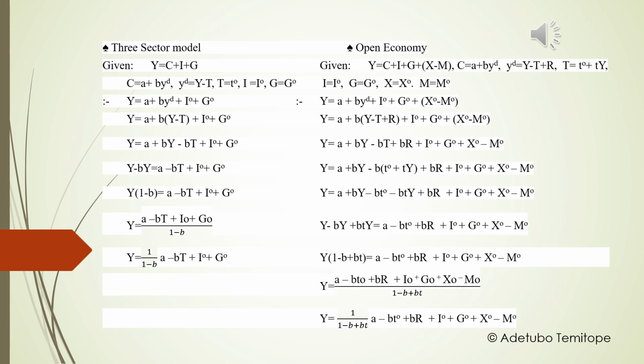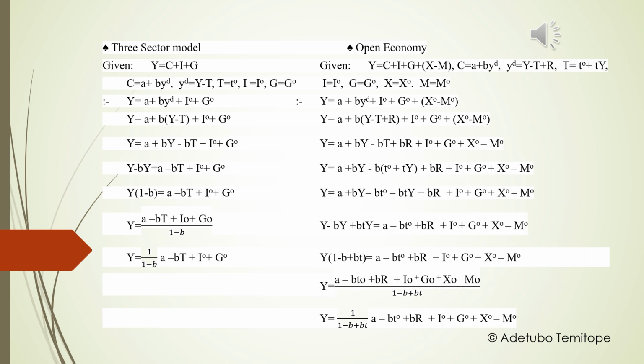So after that, we substitute the tax into the model. We have Y = a + bY - b(T₀ + tY) + br + I₀ + G₀ + S₀ - M₀. Then when we open the tax bracket, we have Y = a + bY - bT₀ - btY + br + I₀ + G₀ + S₀ - M₀.